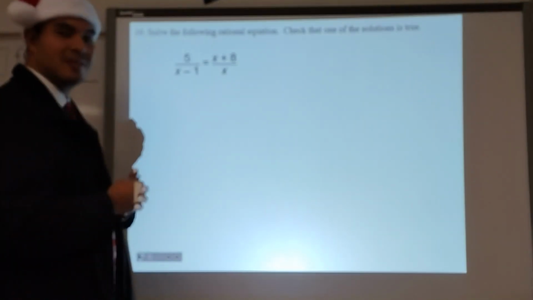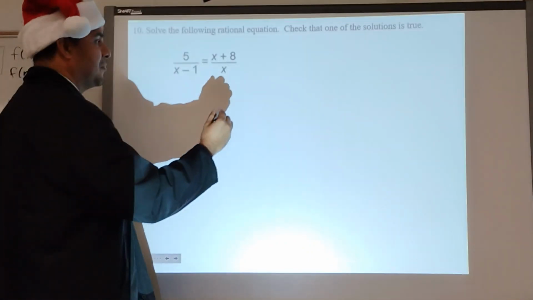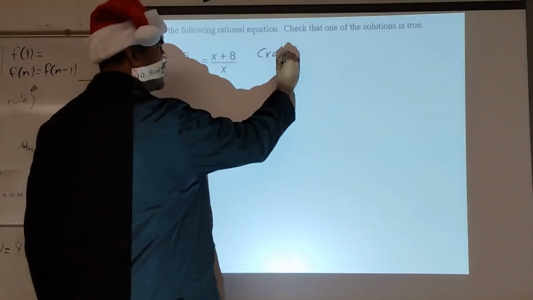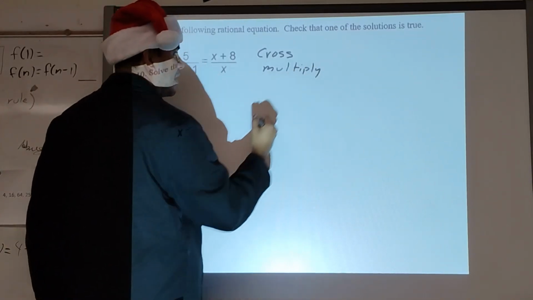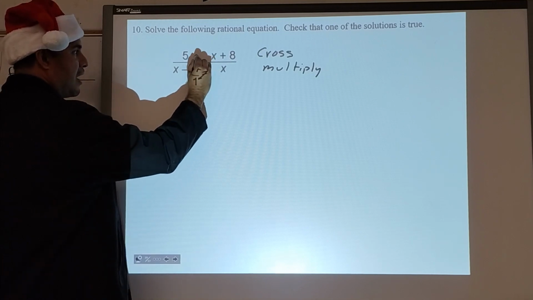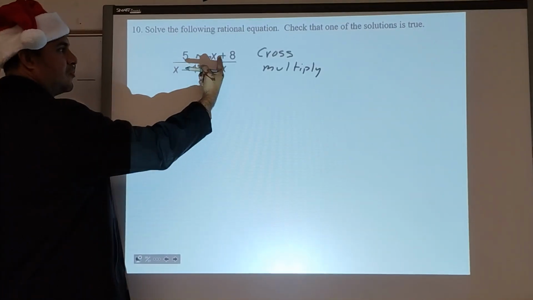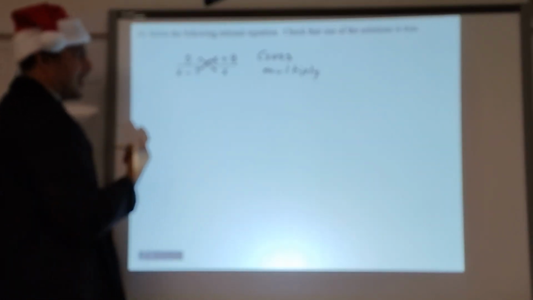First, we're going to get rid of this rational equation by doing a step called cross multiplying. So I'm going to write the words here, cross multiply, on the side to help you remember that we did this step of cross multiplying. We're going to multiply across. The x minus 1 is going to multiply to the x plus 8, and the x multiplies to the 5.